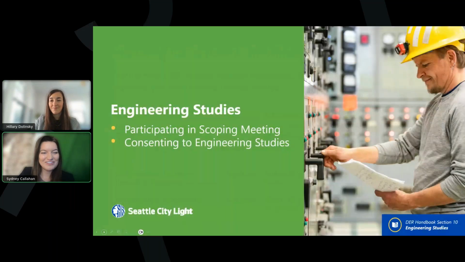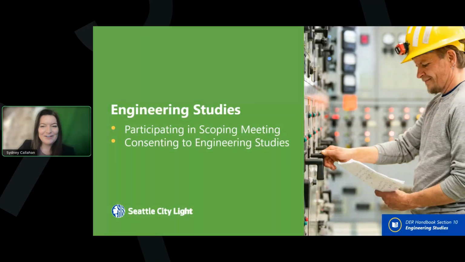Thanks so much, Hillary. Okay, so the third phase of the interconnection process involves engineering studies. In this section, we'll talk about scoping meetings where we determine what studies might be needed, the engineering studies themselves, and then what the communication will look like internally at CityLight as well as with you as the installer along the way.